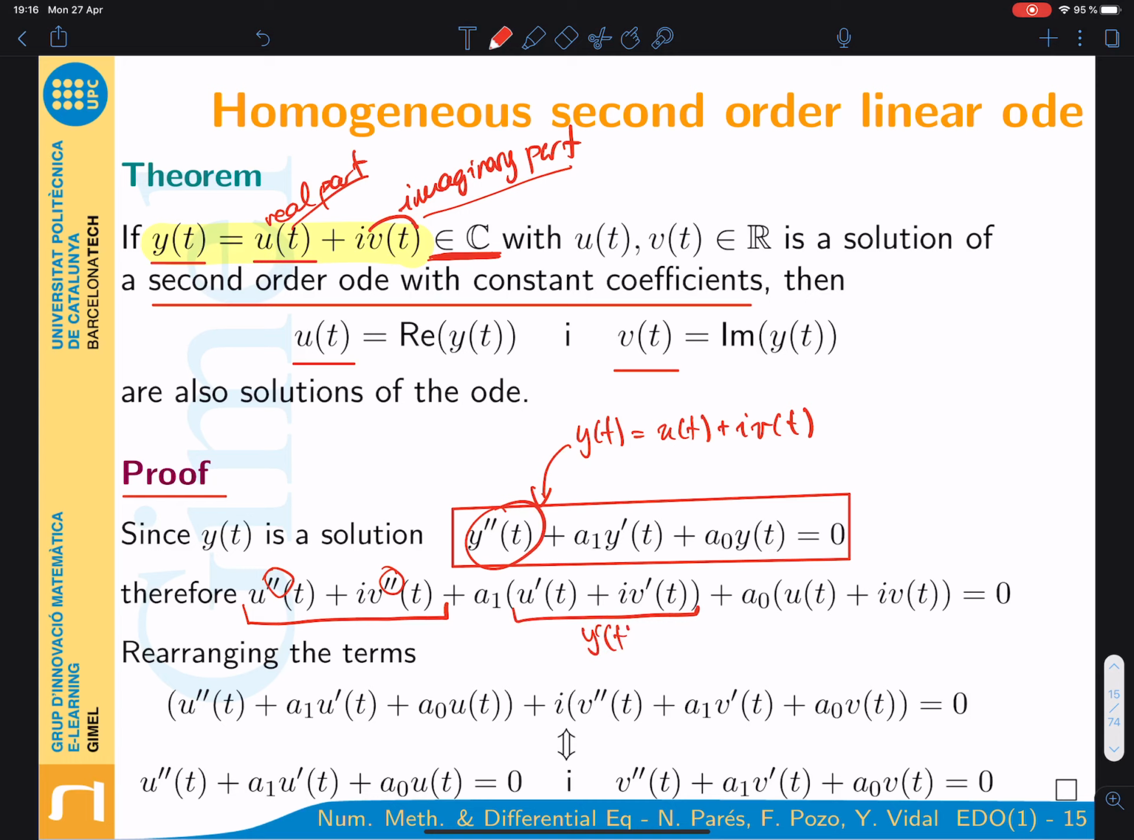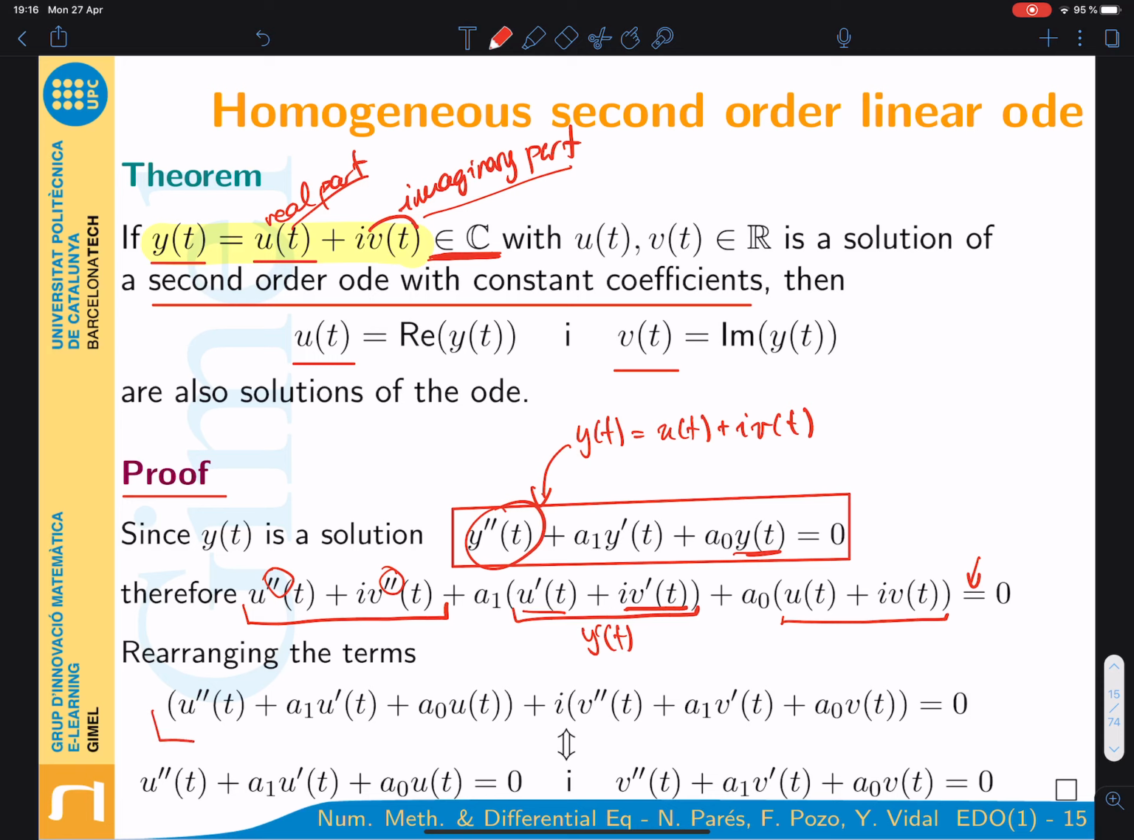Y prime is just computing the first derivative here and the first derivative here. And y is just, I will just copy the definition of y. Okay. Now, I know that this is equal to 0 because y(t) is a solution of the ODE. But now I want to check whether u and v are also solutions. So I will rearrange terms.